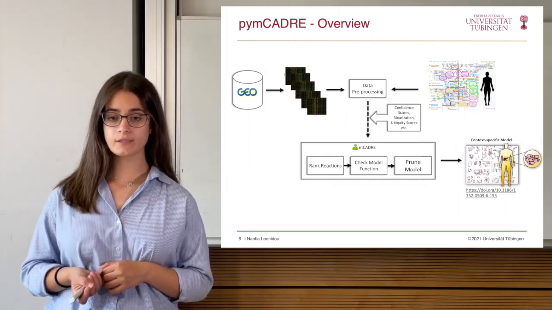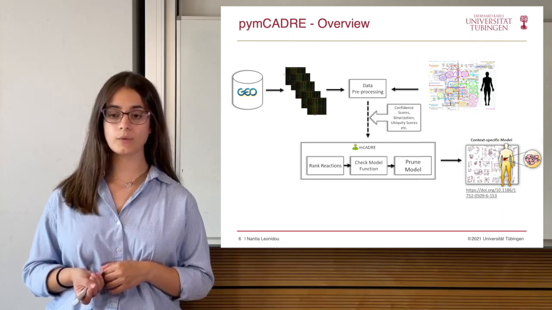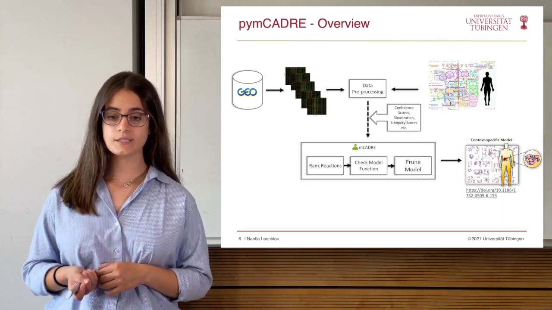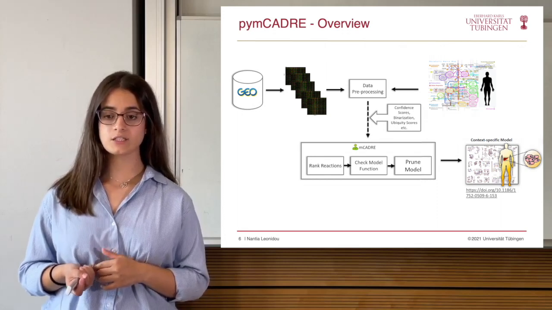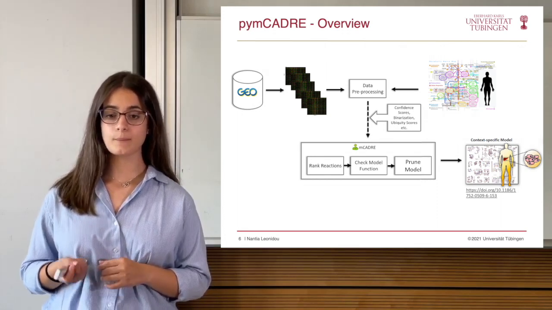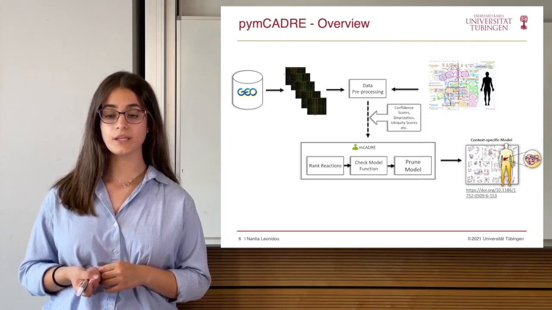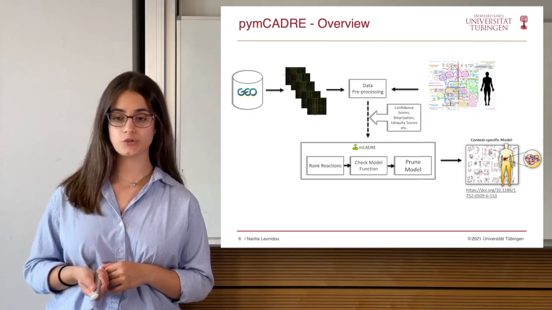We also implemented scripts for data preprocessing along with the main code. Users can easily modify this depending on the utilized data to perform tasks such as obtaining confidence scores, binarizing raw transcriptomic data, and calculating ubiquity scores.